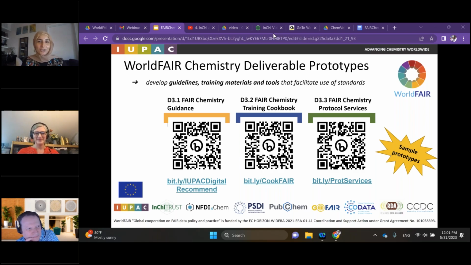I would like to share with you very briefly the QR codes here of our outcomes of the World Fair Chemistry projects. The first code is for the Fair Chemistry Guidance report that we have just launched, and also the cookbook that Leah mentioned several times at this second QR code. Also the protocol services, which is the validator that Ian explained as well. So if you take an image for this QR code, you'll be able to get directly to there.